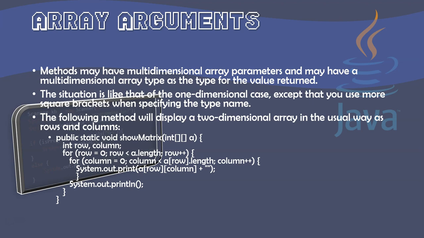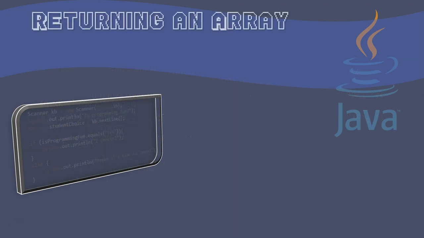So here we have public static void showMatrix(int[][] A). You'll see it's a double array that's being fed in here, and then the name of the array is A. We have an int row, column, and then we just have our nested for loop. And that's a really good example of seeing how we can do that.